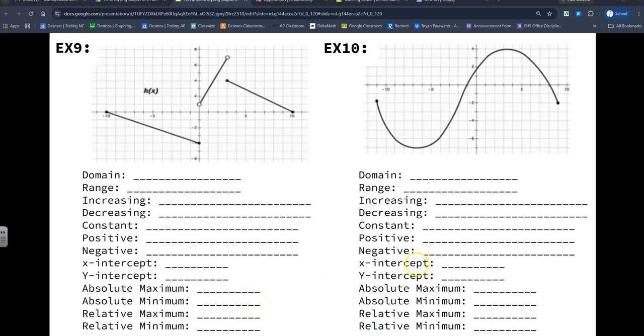All right. Okay. X-intercept. We are looking for where we cross the x-axis. That is right here. I want you giving me both coordinates for that. So make sure you give me the x-coordinate first, which is going to be -1. And then the y-coordinate at an x-intercept is always 0. So we got -1, 0.